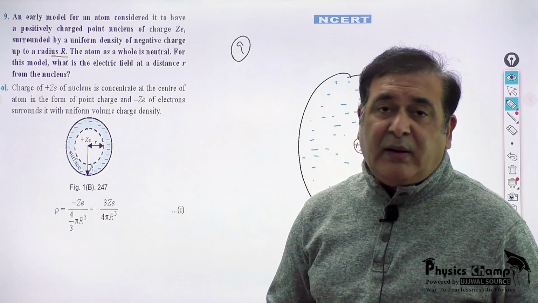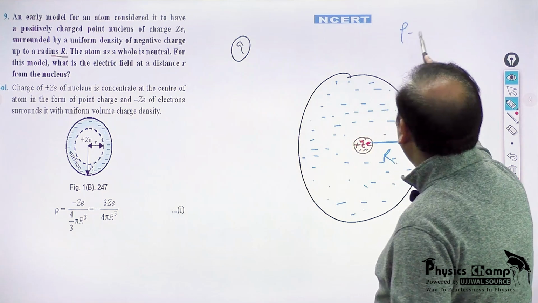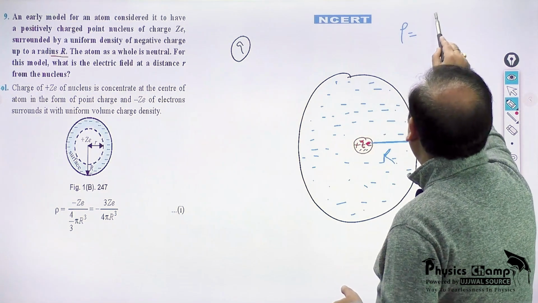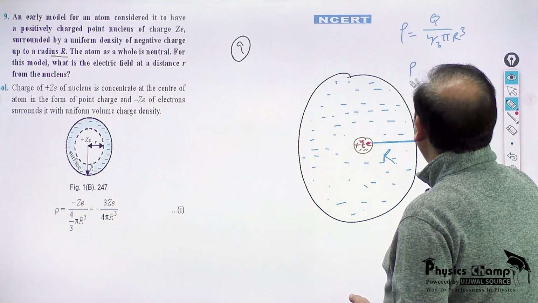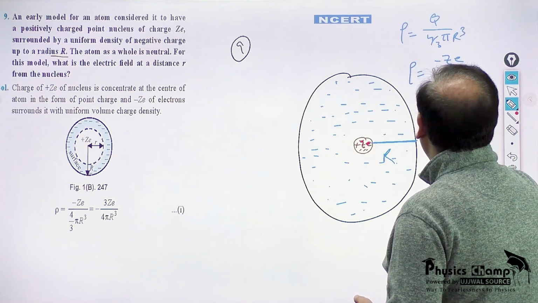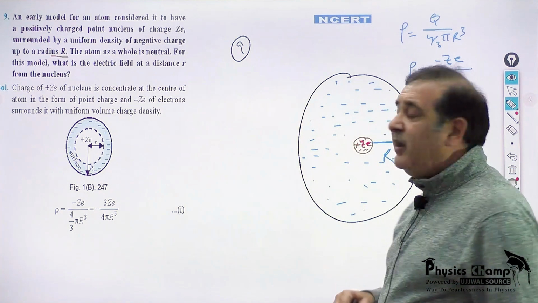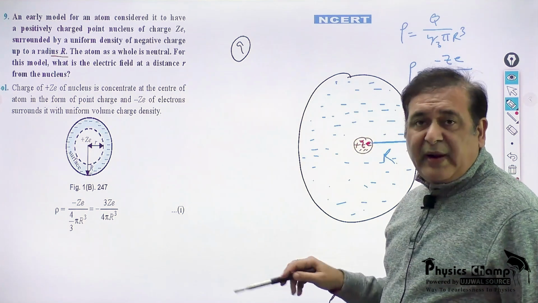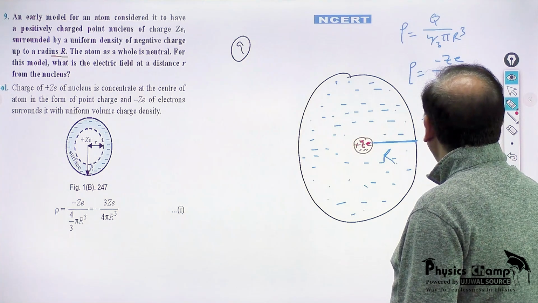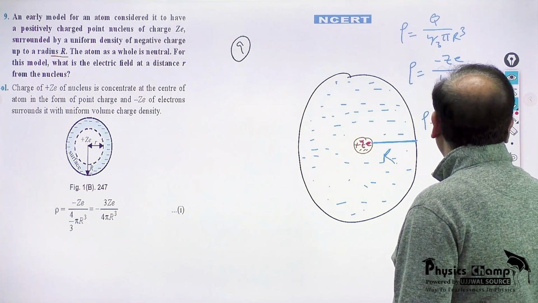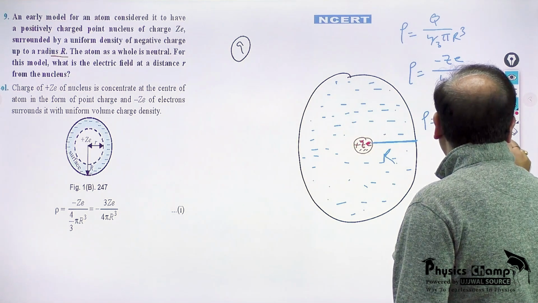So will it be a surface charge density, linear charge density, or volume charge density? My answer is, it is going to be a volume charge density, charge over volume. Now the charge will be minus Ze, because as a whole the atom is neutral. So if at the center the charge is plus Ze, the whole negative charge is minus Ze over 4/3 pi R cube. So the volume charge density is minus 3Ze by 4 pi R cube.